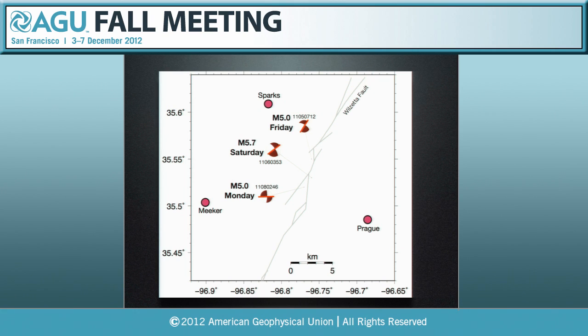And looking at the faults here on the Wilzetta, the foreshock and the main shock both are consistent with the fault geometry. However, the aftershock seems to be occurring on an unmapped fault in this region.